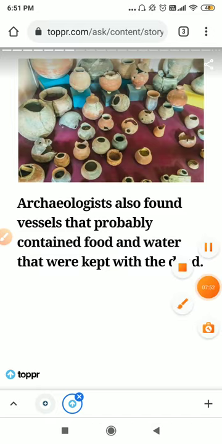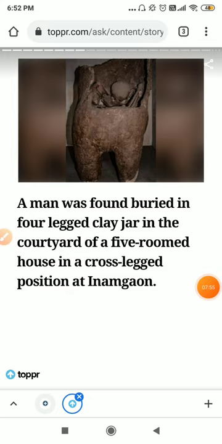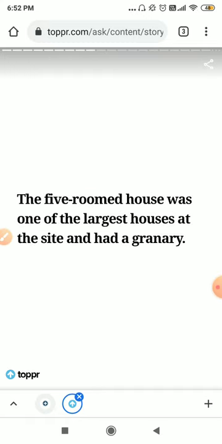Now, a special case in Inamgaon has been found. A man was found buried in a four-legged clay jar, in a cross-legged position, in the courtyard of a five-roomed house in Inamgaon. The five-roomed house was one of the largest houses at the site and also had a granary, or place where grains were stored.